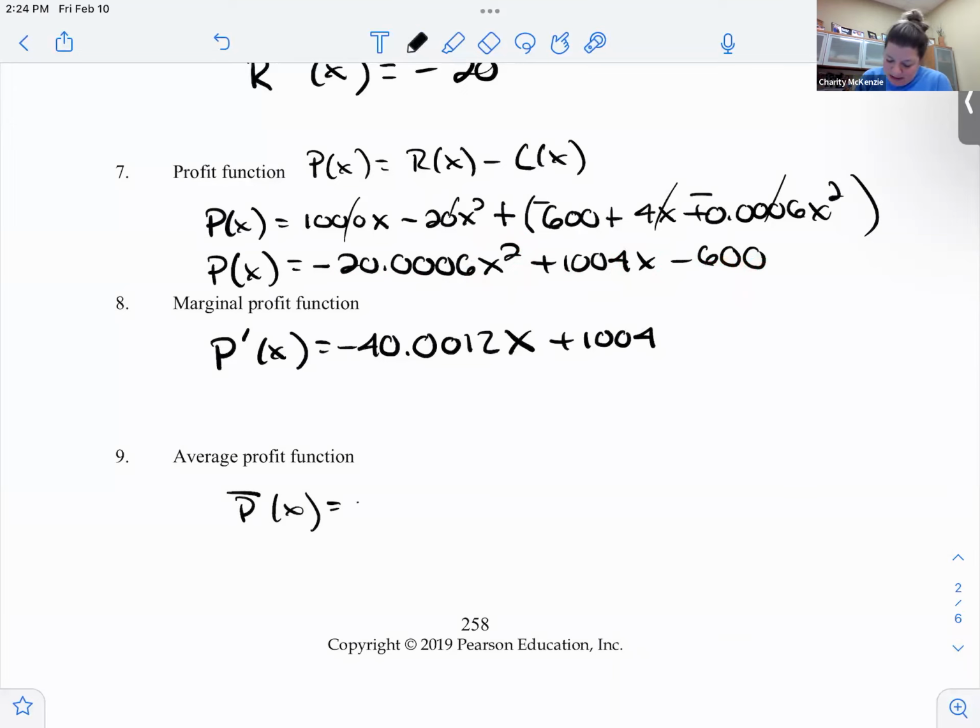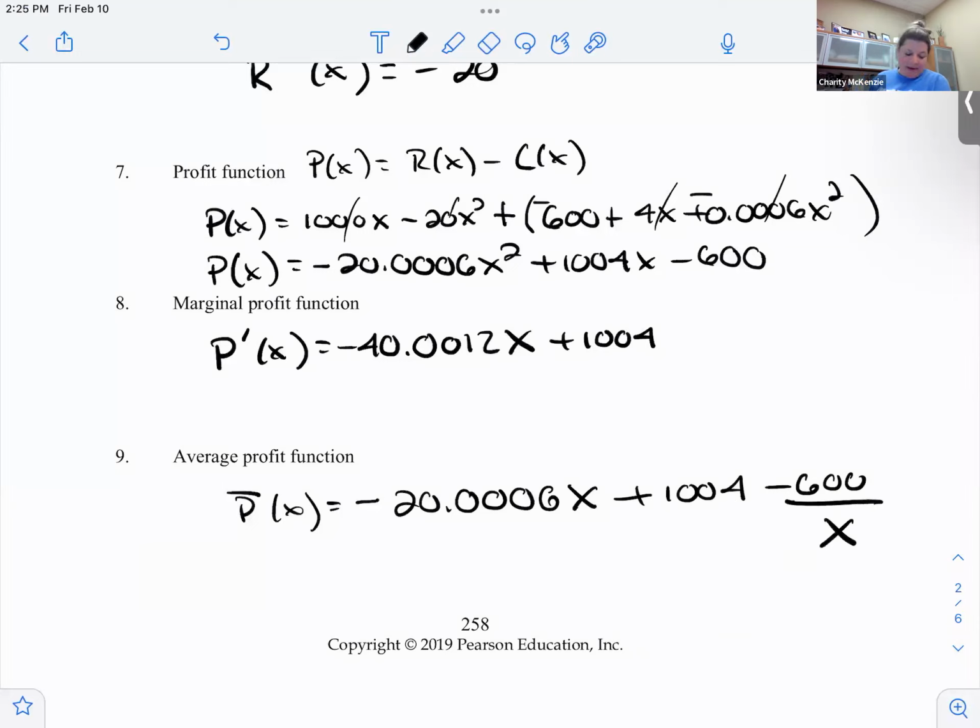So the first one's going to become negative 20.1236x, because of the x underneath, plus 1,004 minus 600 with the x. Oops, that's going to be a 4, not an x. Love that I can erase. There we go. So that's your average profit.